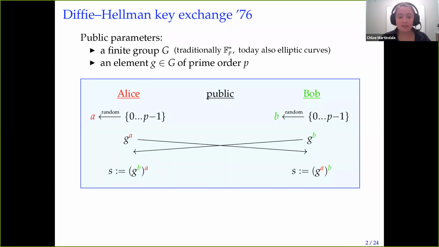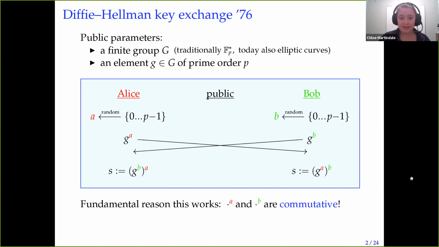And then what do they send over the public network? They send their public key, g to the a and g to the b respectively, and then they can both compute this secret thing. And in principle, if somebody sees g to the a or g to the b, then in order to compute what a or b was, they would have to solve the discrete logarithm problem, which we suppose is hard.